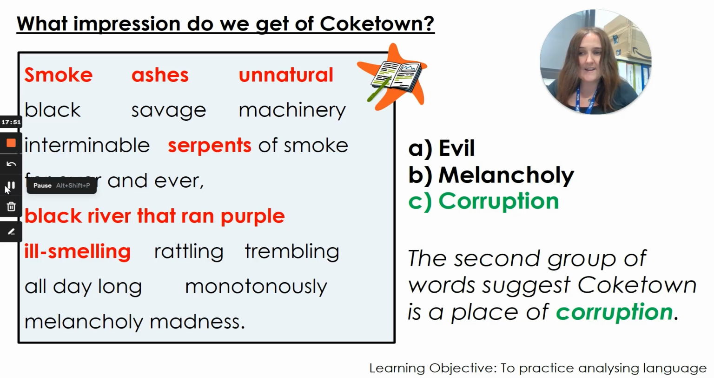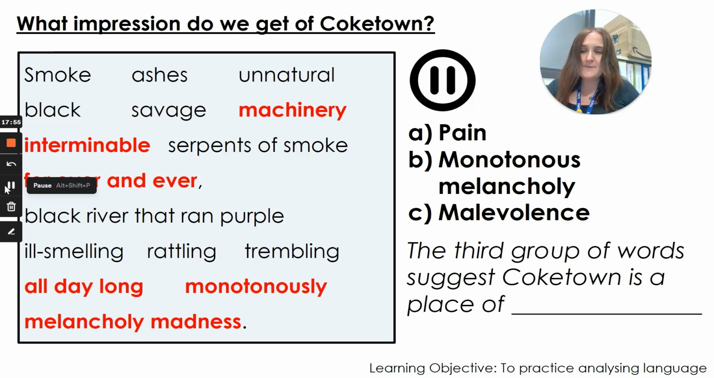And finally then, number 3. Do we think these words give an impression of pain, monotonous melancholy, or malevolence? Okay, so this third group of words, which does it suggest? And if you don't remember what monotonous melancholy means, you can go back, and it was in the keyword definition box. Okay, press pause and play when you're ready to begin again.